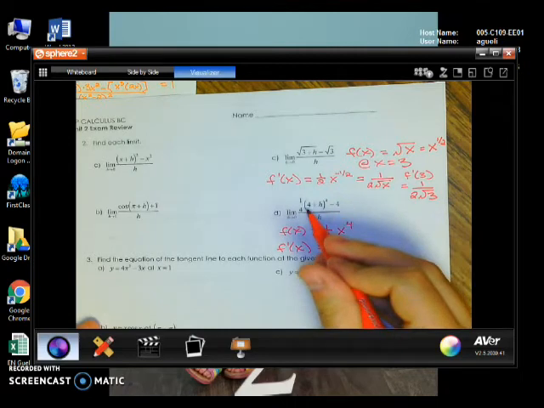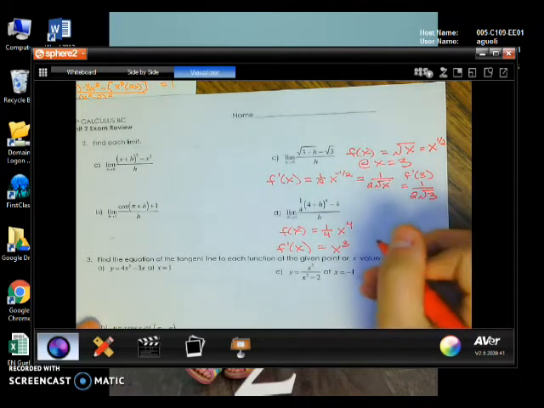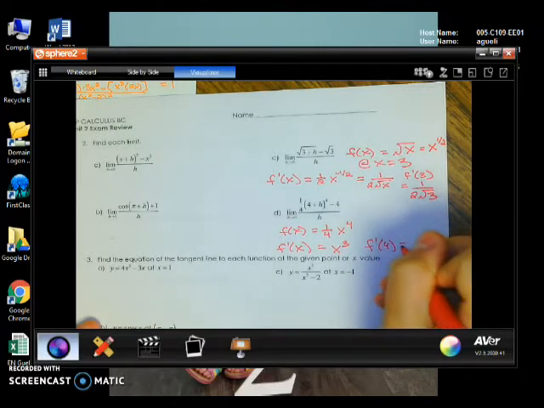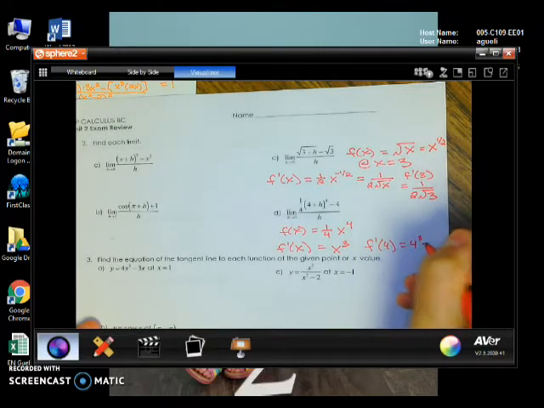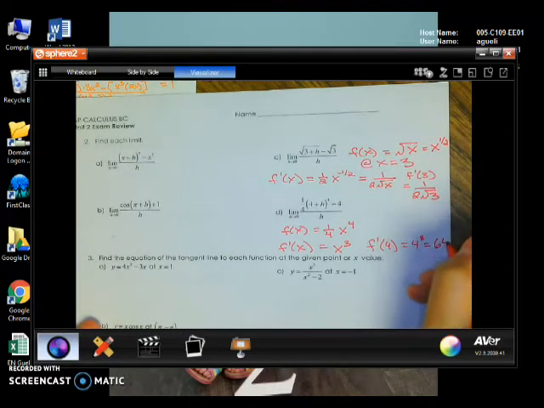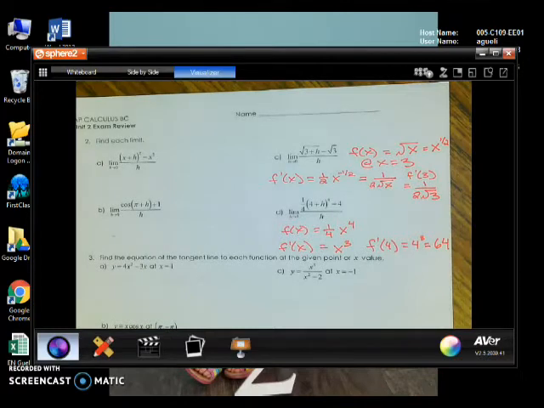And now we need to evaluate it at 4. So if I plug in a 4 there, the derivative evaluated at 4 is going to be 4 raised to the 3rd power. And 4 raised to the 3rd power is 64. So you're done there. Okay. Probably have time for one more here.